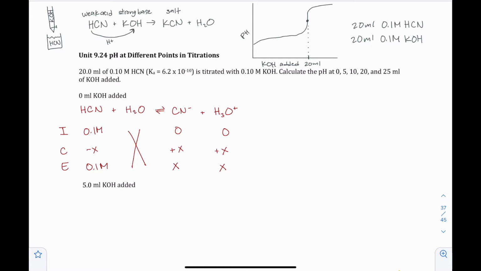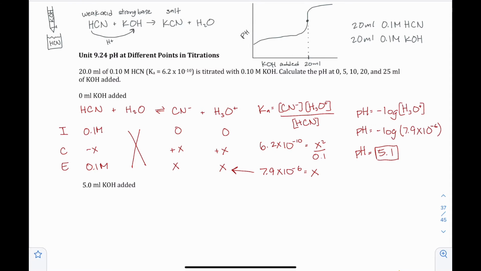Start with the initial concentration of the weak acid and 0 for the products. Use X in the change row, and consider the change amount, or X, negligible when you're already starting out with the initial amount. Use the equilibrium expression to solve for X, which will give you the concentration of H3O+. Then use the concentration of H3O+ to find the pH.